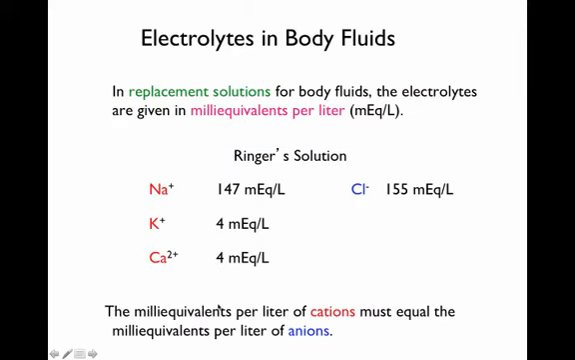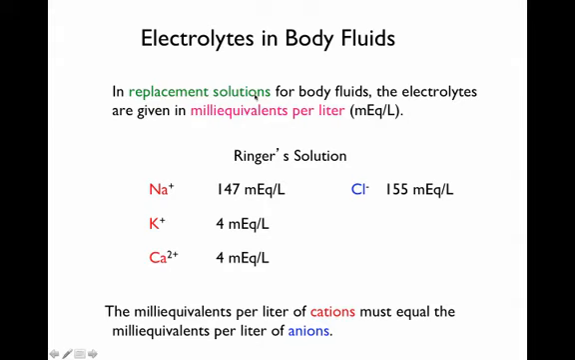So where does this actually show up in medicine? Your body, your bloodstream needs electrolytes, and it needs very specific amounts of electrolytes. So when people in hospitals are replacing bodily fluids, basically blood, by IV, you will usually have replacement solutions that have very specific amounts of equivalents, very specific amounts of ions.